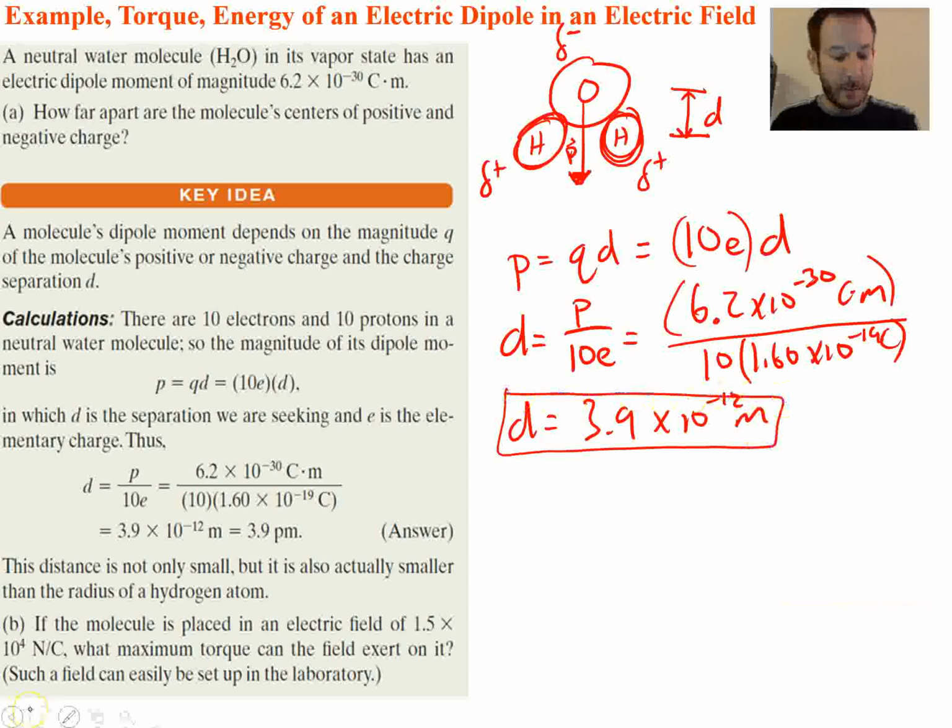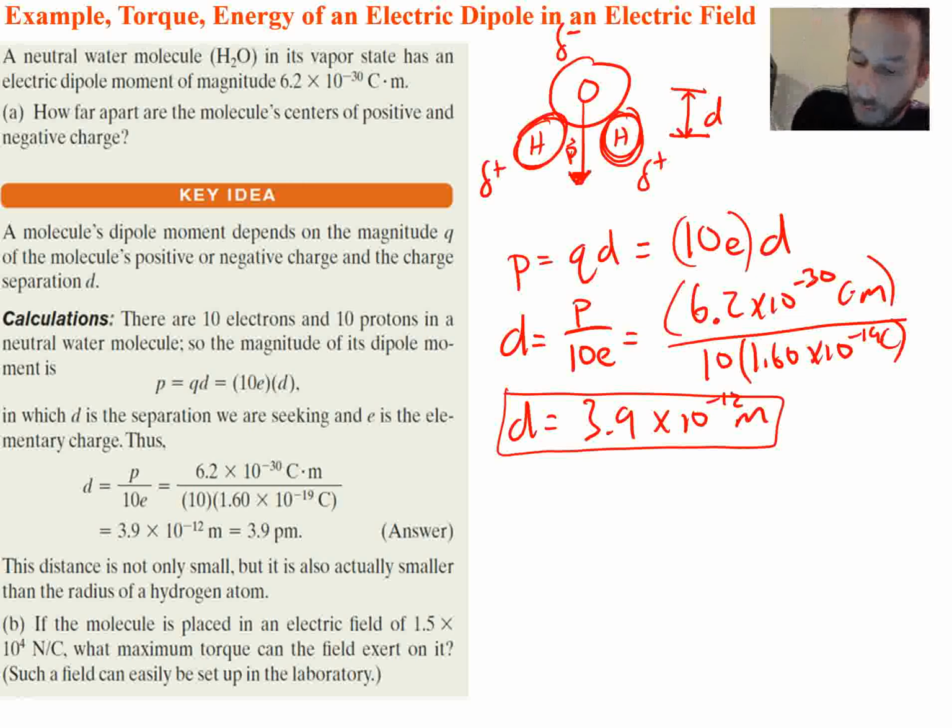Okay, so part B is asking us if the molecule is placed in an external electric field of 1.5 times 10 to the 4th newtons per coulomb, what maximum torque can the field exert on it? Such a field can easily be set up in the lab. So the maximum torque is going to occur when the angle is 90 degrees, between the electric field and the dipole moment.